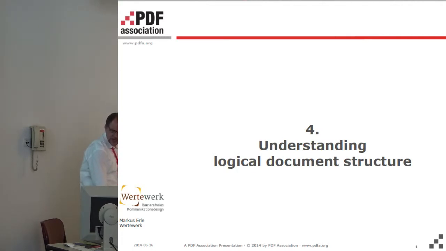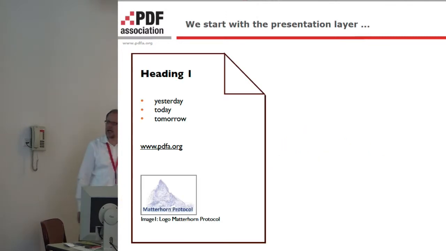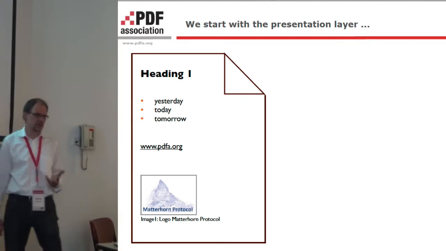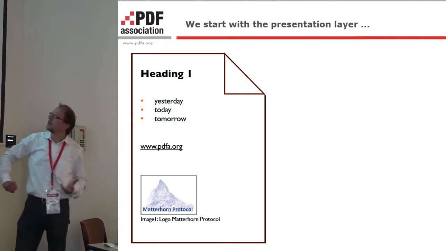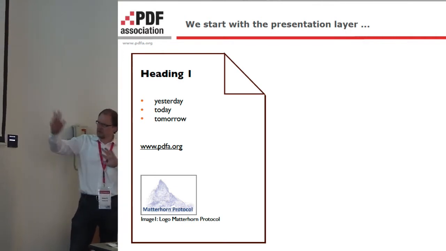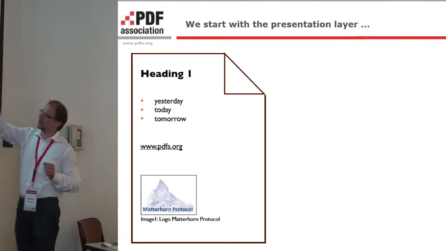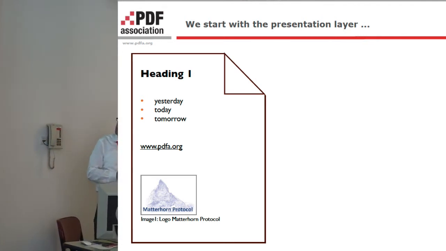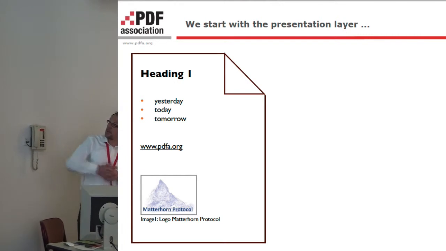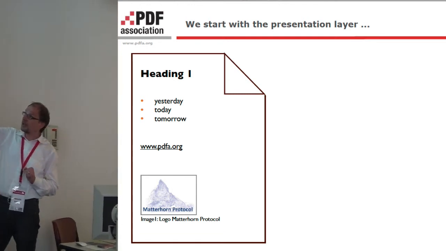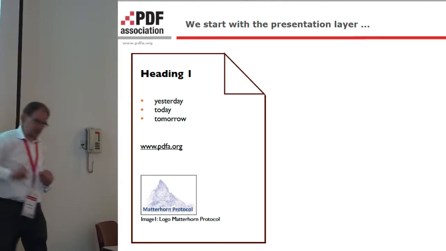A short introduction: understanding logical document structure. And I start with the presentation layer. I say presentation layer to it because it's a normal PDF, a very simple PDF, independent of a source format. It could be a Word or InDesign or something like that. In this example, I explain it for Word. And we have a heading 1, we have a list with 3 list items, we have a link, and we have an image with a caption.